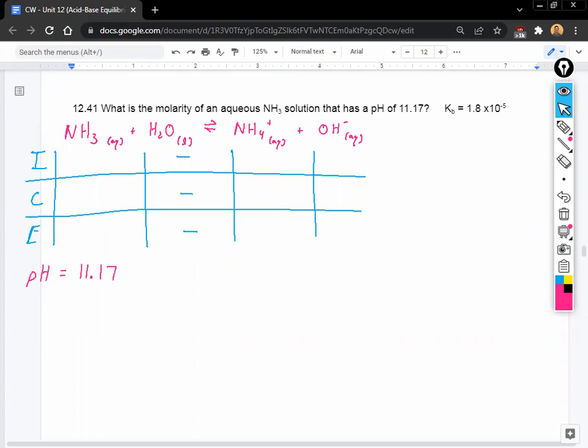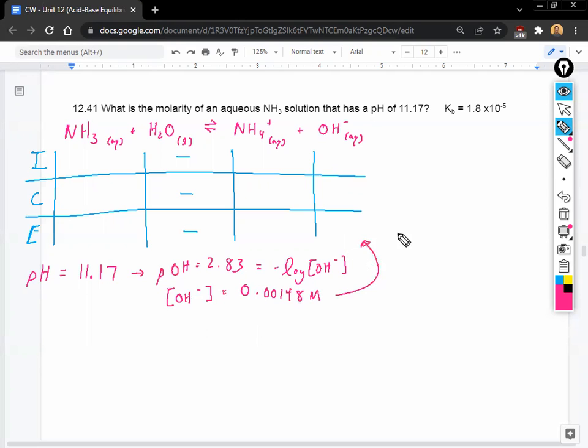Okay, so this is basically the same problem as earlier. We start with the pH, and what we're going to do is convert that into the pOH. If we convert this into pOH, we should get a pOH that's equal to 2.83. And then we know that that is equal to the negative log of the concentration of OH minus. If we solve for the concentration of OH minus, we should get an answer of 0.00148 molarity.